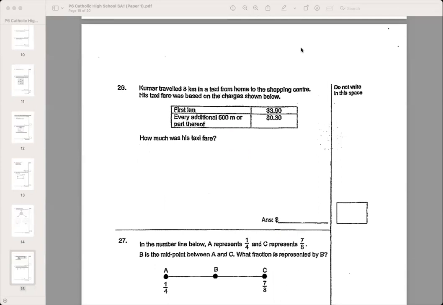So for question 26, Kumar traveled 8 kilometers in a taxi from home to the shopping center. His taxi fare was based on the charges shown below. So how much was his taxi fare? The total distance traveled by Kumar is 8 kilometers, right? So the first kilometer of the 8 kilometers, Kumar will be charged $3.90.